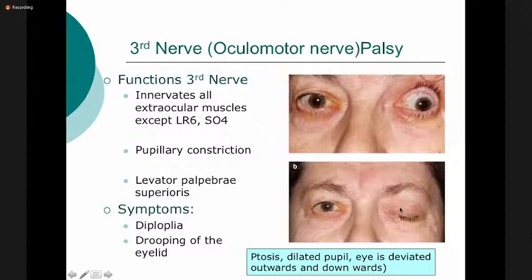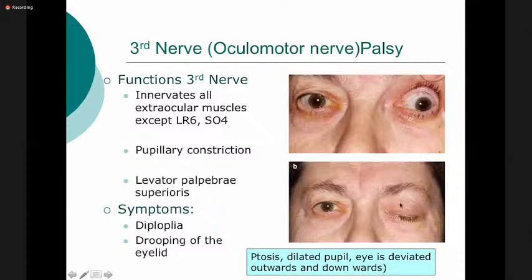That's a muscle that opens the eye. Also, they'll have double vision because the eye will be turning out. It's turning out and is deviated outwards and downwards. This is because of the unopposed action of the lateral rectus and the superior oblique. And another thing is that the pupil will also be dilated.